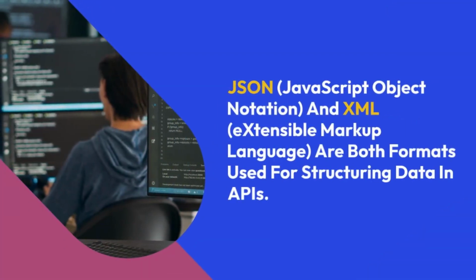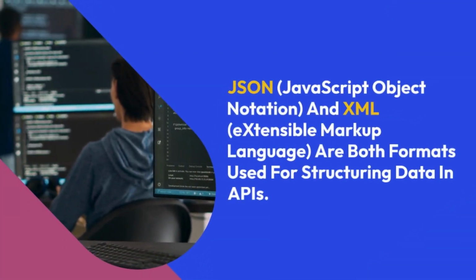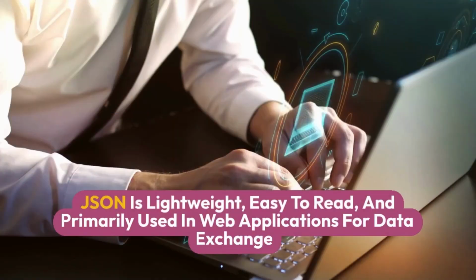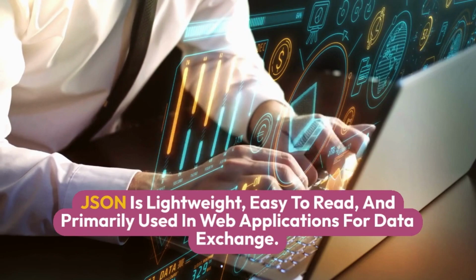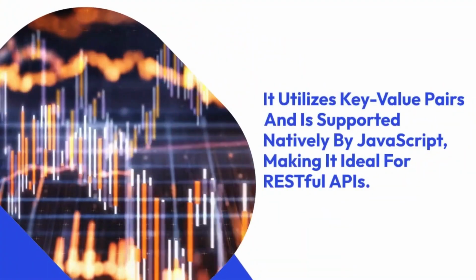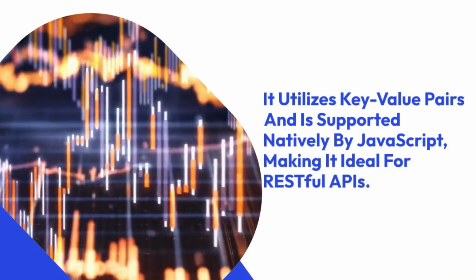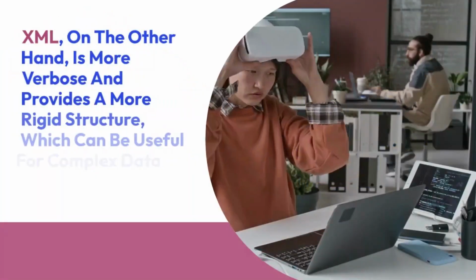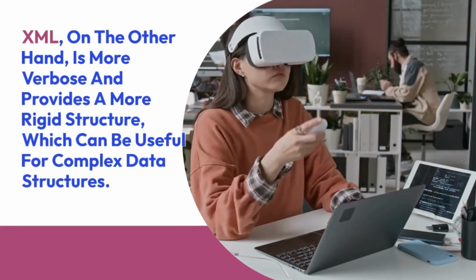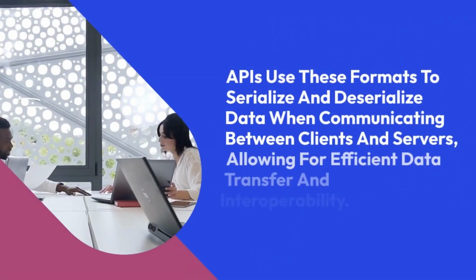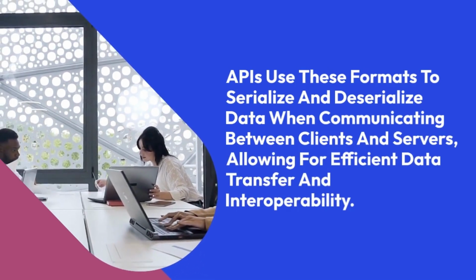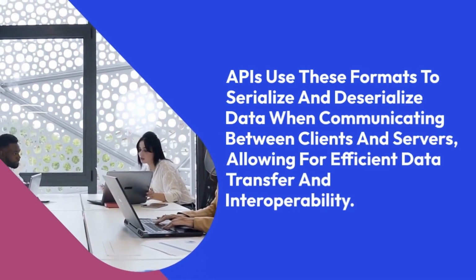JSON, JavaScript Object Notation, and XML, Extensible Markup Language, are both formats used for structuring data in APIs. JSON is lightweight, easy to read, and primarily used in web applications for data exchange. It utilizes key value pairs and is supported natively by JavaScript, making it ideal for RESTful APIs. XML, on the other hand, is more verbose and provides a more rigid structure, which can be useful for complex data structures. APIs use these formats to serialize and deserialize data when communicating between clients and servers, allowing for efficient data transfer and interoperability.